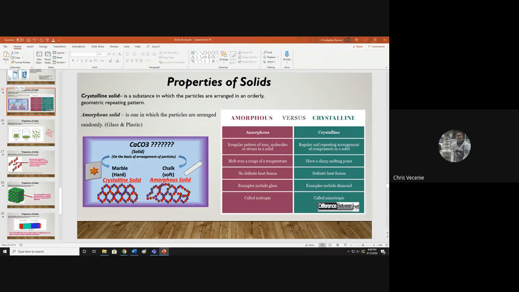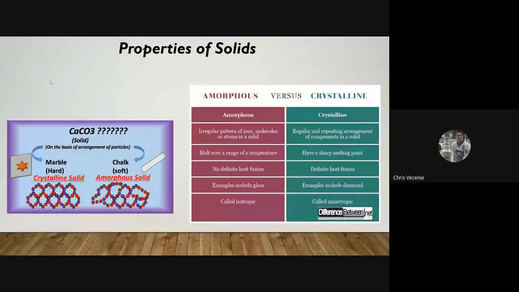Today, I wanted to talk to you guys about the different types of crystals that we get. So, a quick recap of what we talked about yesterday, or what are the things that all solids, whether they be amorphous or crystalline, possess the ability to do or not do. So the first thing we said was, what's the difference between these two?